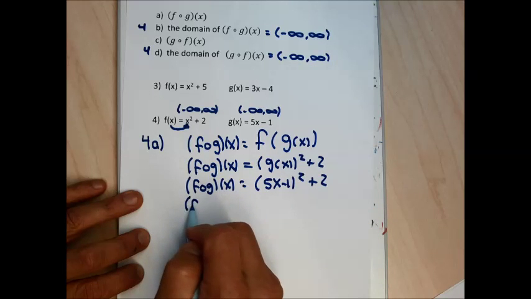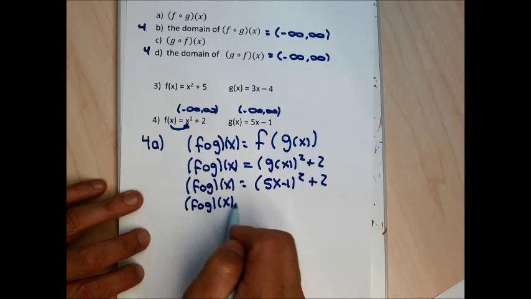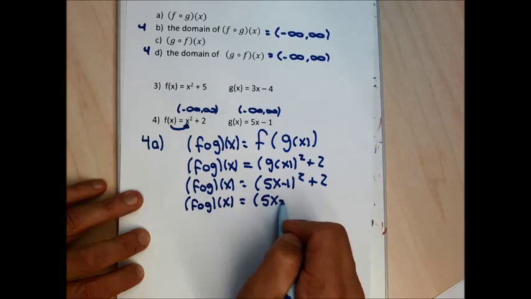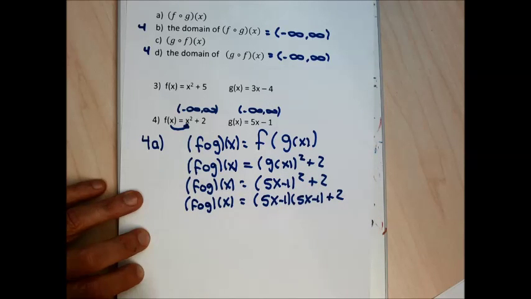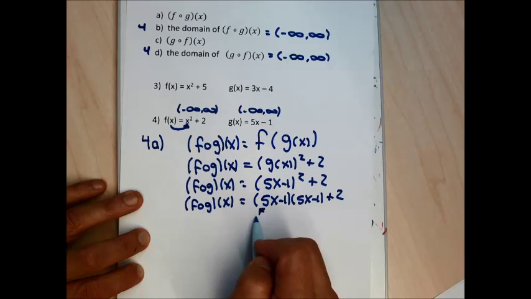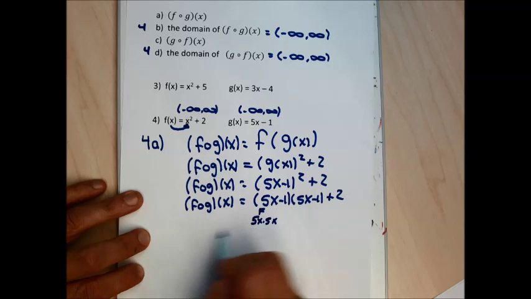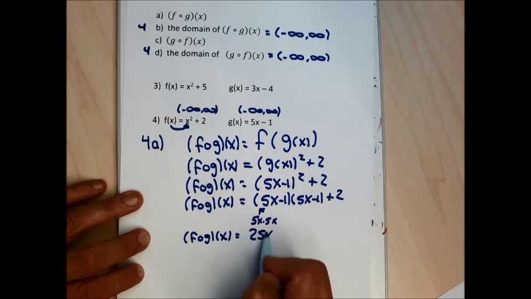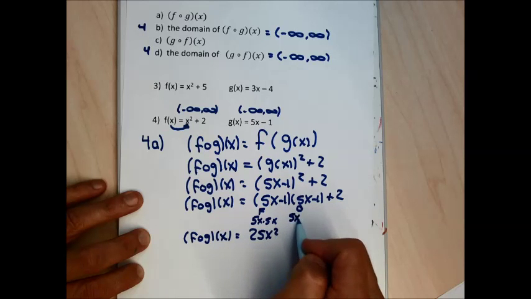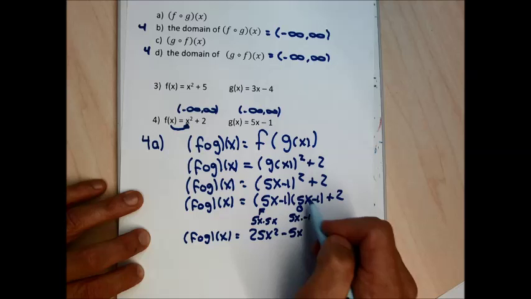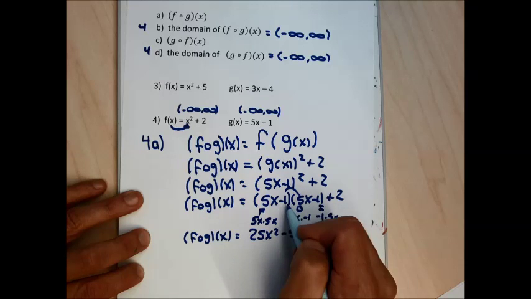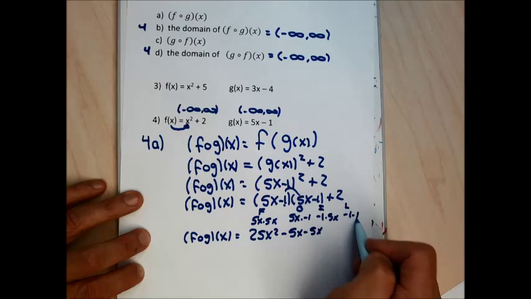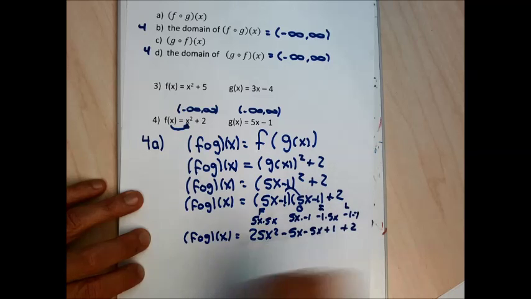And to finish up part 4a, I just need to simplify that right-hand side by clearing the parentheses and combining like terms. To clear the parentheses, I'll write it without the exponent and I'll FOIL it. When I FOIL it, firsts are 5x times 5x and get a 25x squared. Outers are 5x times minus 1, which is a minus 5x. Inners are minus 1 times 5x, which is a minus 5x. Lasts are minus 1 times minus 1, which is a positive 1. And then I still have this plus 2.